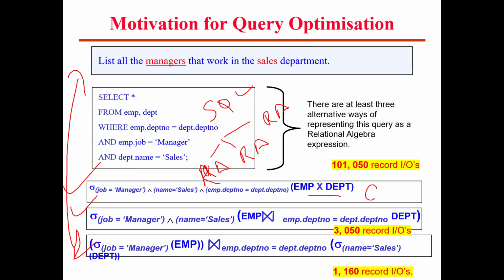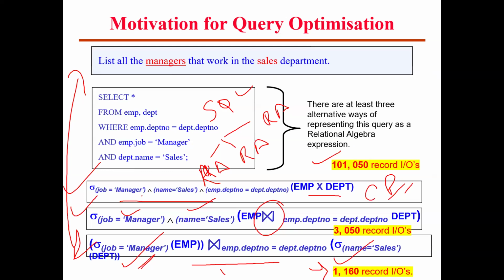In the first one, we used the cross product. Then we selected managers and names, and this is how we got more than 1 lakh record IOs. In the second one, we changed the cross product to the join, and then we selected managers and sales out of it. In the third one, we selected the manager and the sales department first, and then we performed the join, and hence the workload decreased a lot.